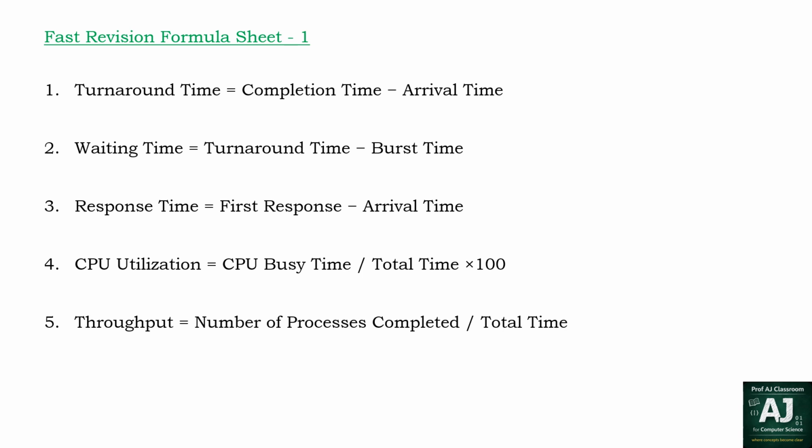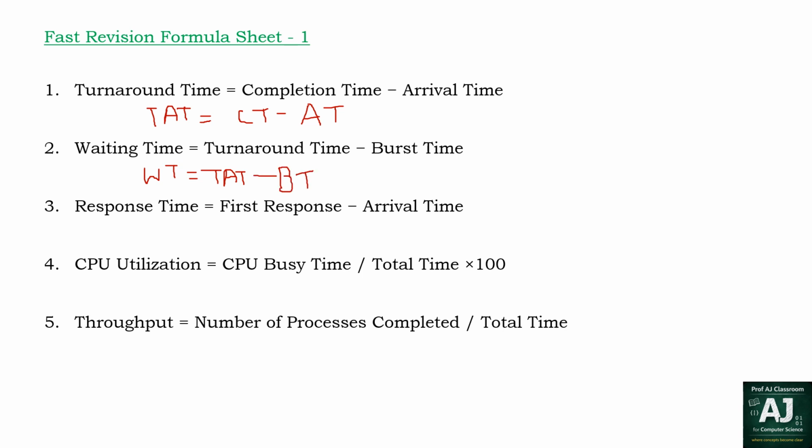First, formula sheet 1. Turnaround time is equal to completion time minus arrival time, that is TAT equal to CT minus AT in short term. Next formula, waiting time. To find out waiting time, we need to subtract burst time from turnaround time. WT equal to TAT minus BT.